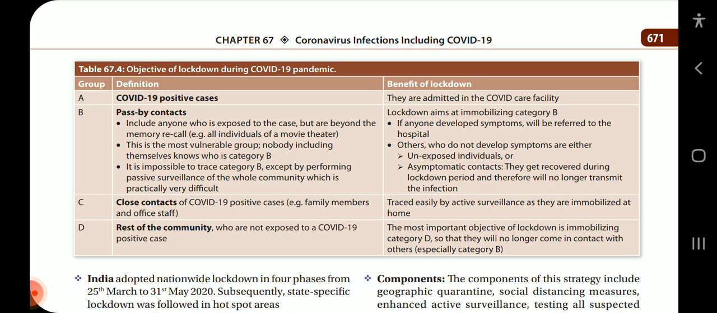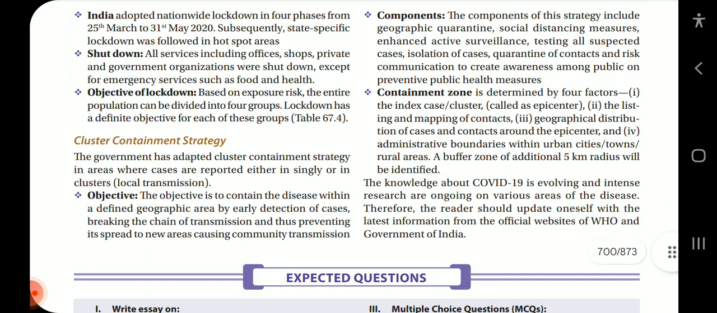If anyone develops symptoms, they will be referred to hospital. Others who do not develop symptoms are either unexposed individuals or asymptomatic contacts. They recover during the lockdown period and therefore will no longer transmit the infection. Category C are the close contacts of COVID-19 positive cases, like family members and office staff. They are traced easily by active surveillance as they are immobilized at home. For the rest of the community, who are not exposed to a COVID-19 positive case, category D, the most important objective of lockdown is immobilizing them, so that they will no longer come in contact with others, especially category B.